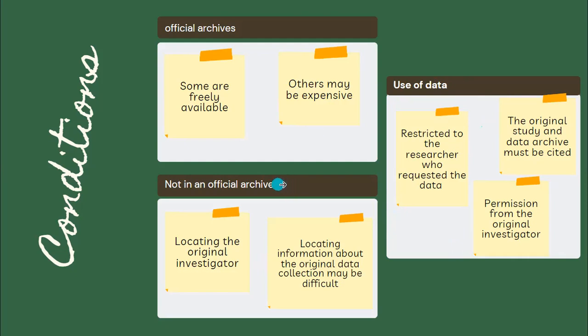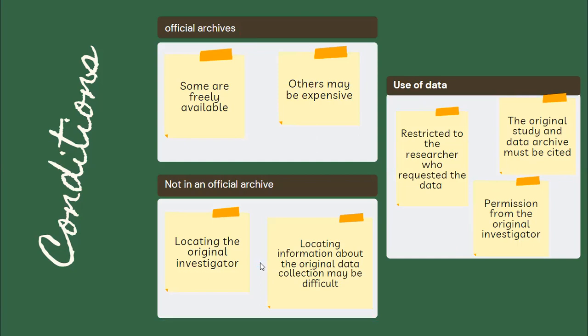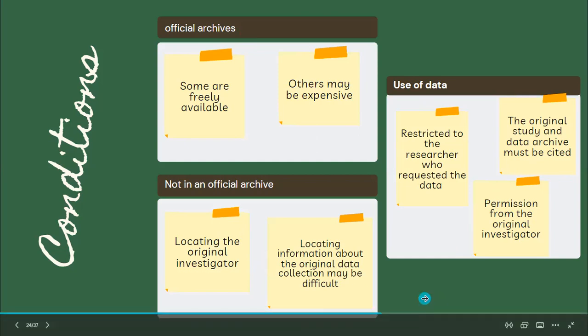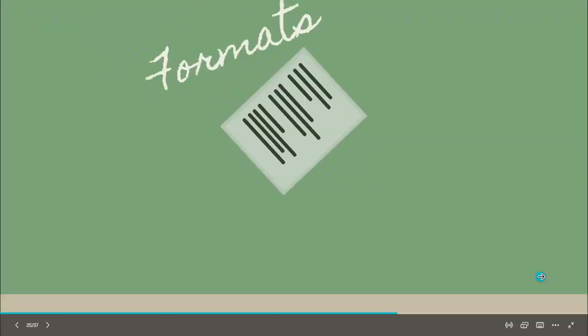And if you find your secondary data not in an official archive, you have to locate the original investigator, maybe by yourself. In the official ones, the archive will help you or give you the address, the email address. But in a non-official one, you have to find them yourself. Then locating information about the original data collection might be difficult because, as I mentioned before, sometimes they don't have a well-structured full data set, so it might be complicated.